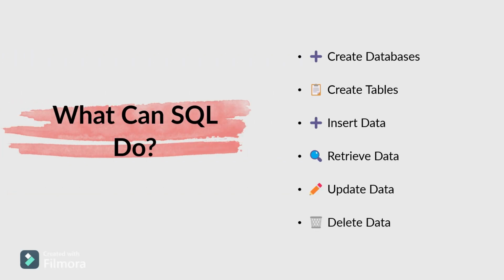Now that we've learned about database management systems, let's see what SQL can actually do. SQL provides a powerful set of commands to manage data in a database. Using SQL, we can create new databases and tables to organize our data. We can insert new records, retrieve the information we need, update existing records whenever changes are required, and delete data that is no longer useful. These are the basic operations that you'll use in almost every SQL project. In the upcoming videos, we'll learn each of these operations with practical examples and write real SQL queries together.